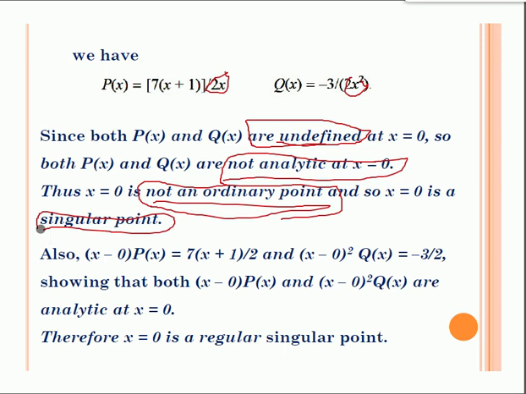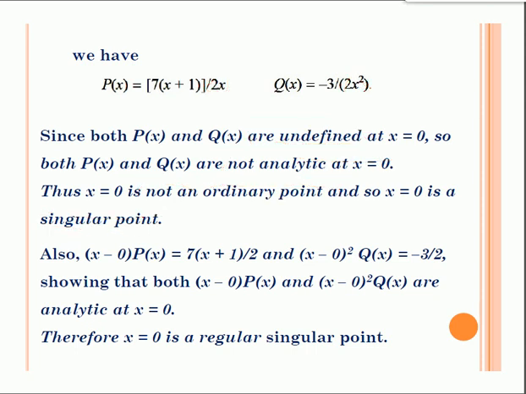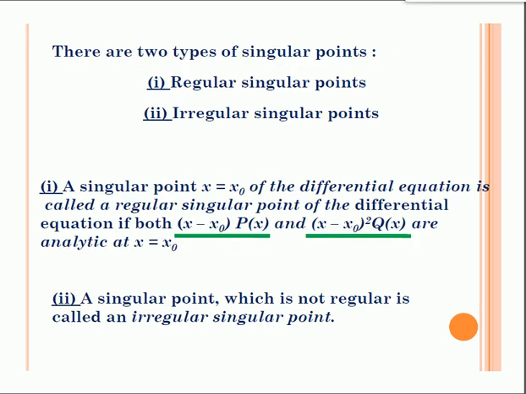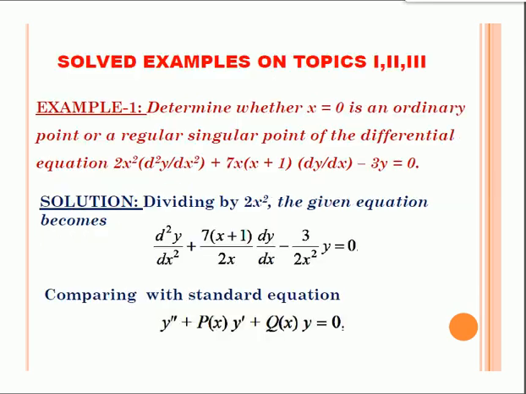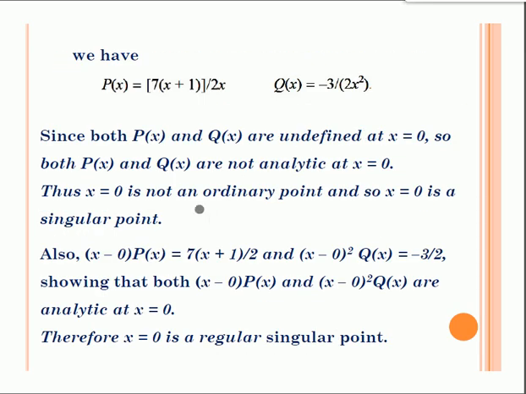So what is the condition for regular and irregular singular points? Just now I explained the conditions to you. Once again, you see here, x minus x naught multiplied by p of x. In our case, x naught will be 0. Now we need to check whether they are analytic or not. So in place of x minus x naught I am putting 0, p of x. So p of x will be 7 into x plus 1 by 2x.